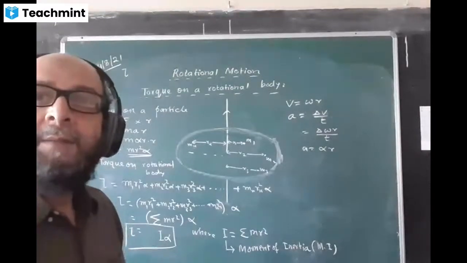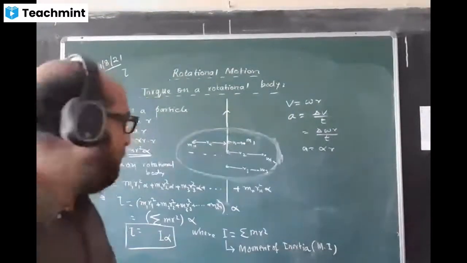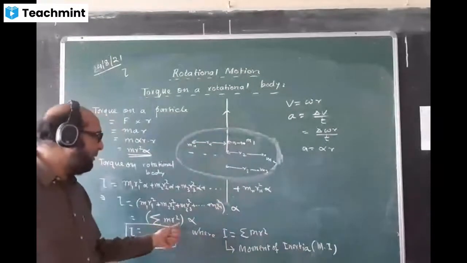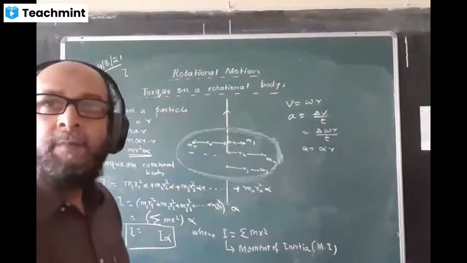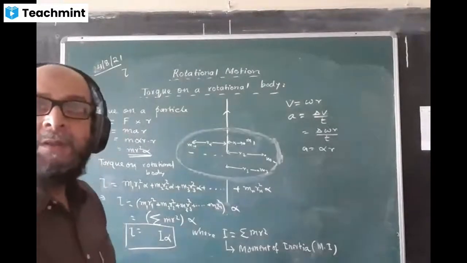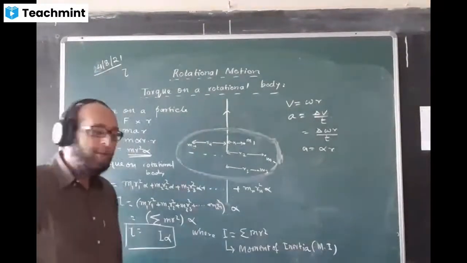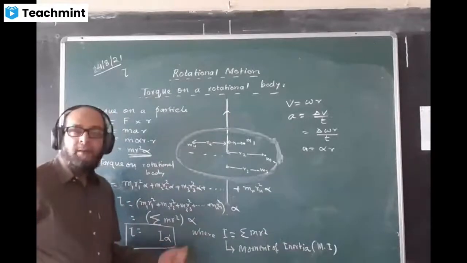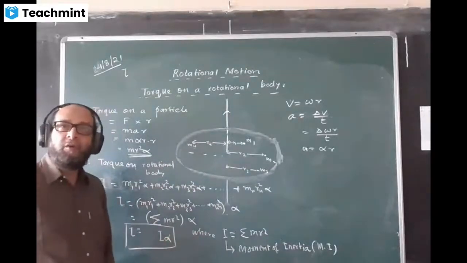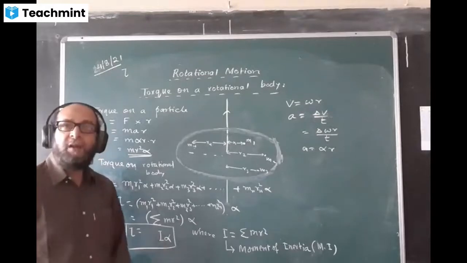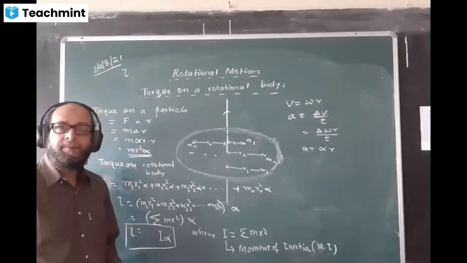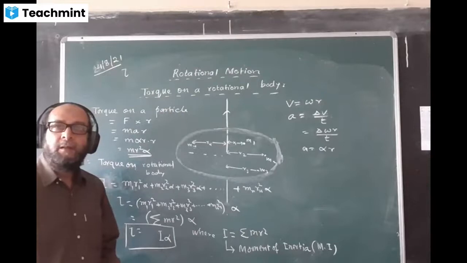The quantity summation m r square is called moment of inertia. This is called moment of inertia, sigma m r square. Understood, boys? And what is the formula of torque? Formula of torque is equal to I alpha. What is alpha? Alpha is angular acceleration.